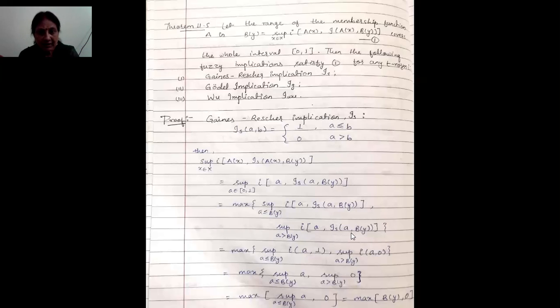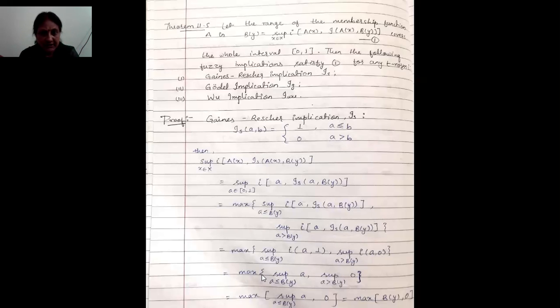Then the supremum where A is greater than y. I(A, B) is defined as 0 for A greater than B. So we are writing 0 instead of this. This has come from the definition of the Kleene-Dienes implication. So we got it like this.